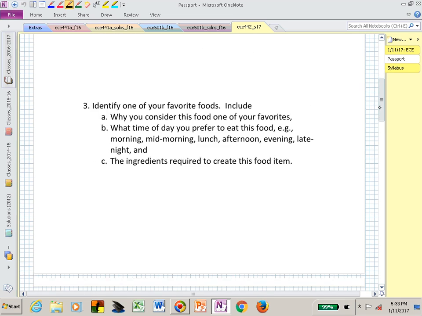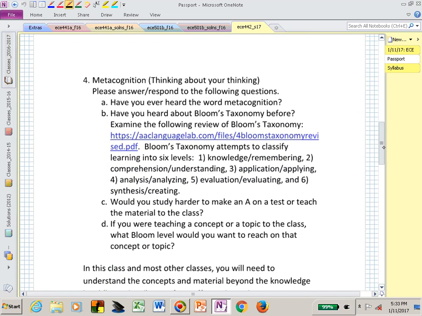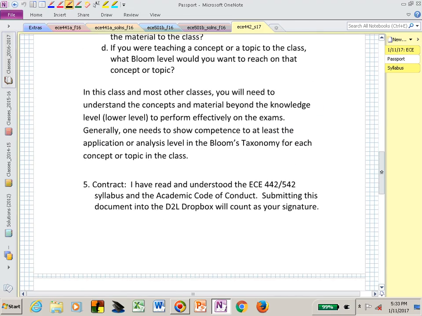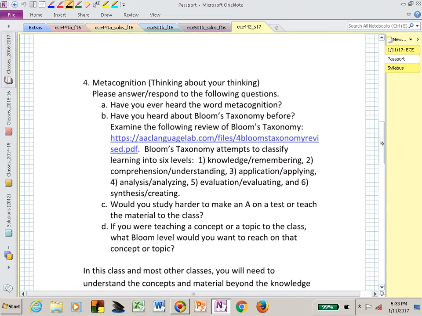There is then one more set of questions under item 4 before your signature on number 5, and if you submit this into the Dropbox on D2L, then that counts as your signature. You don't have to worry about signing the document. But the fourth item has 4 different questions I would like you to answer after maybe looking at some of this dealing with Bloom's taxonomy in item B. I won't go into that. I will let you look at that on your own.